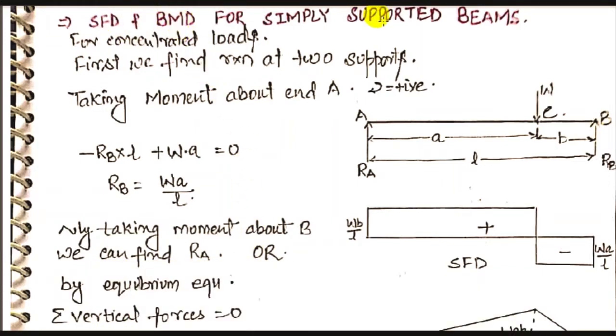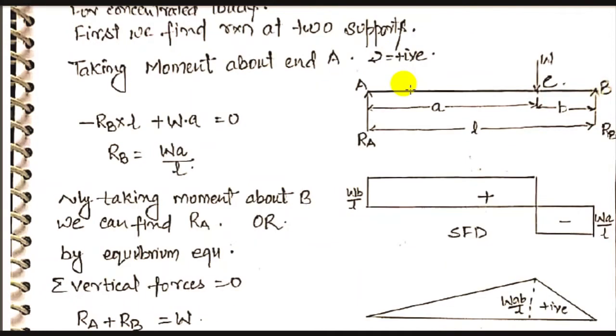Today we are going to start the third part of our second unit, that is shear force and bending moment diagram for simply supported beam. First we consider one of the simple cases, when a simply supported beam is subjected to a point load W at any point C. First of all, I describe the problem. The beam is AB of length L and the load is acting at a distance of a from point A, or at a distance of b from point B.